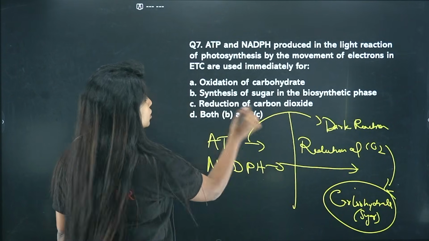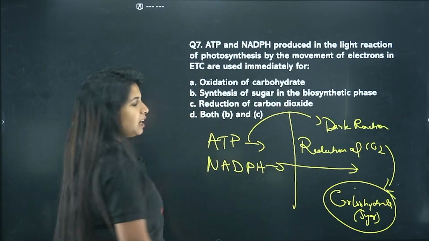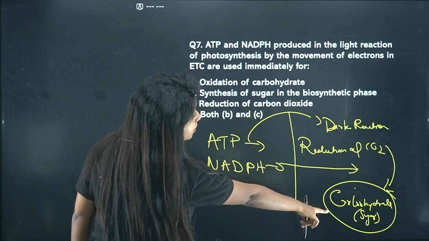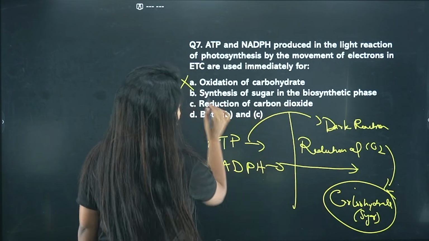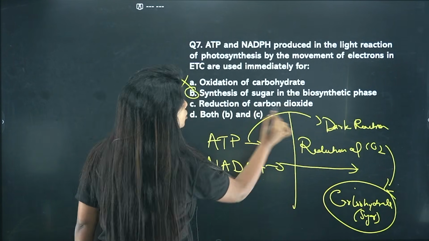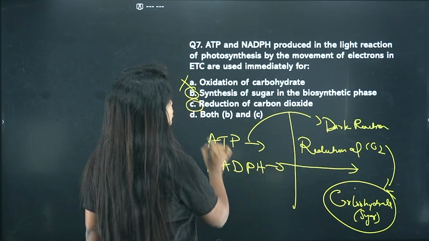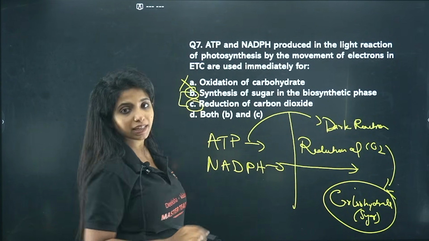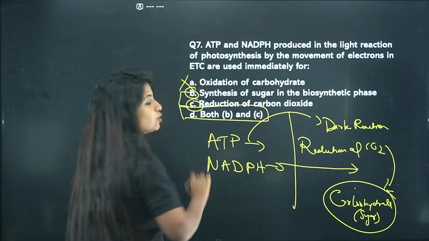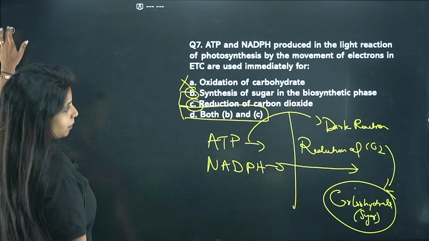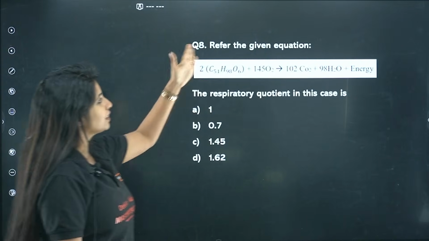So where are they used up? Oxidation of carbohydrate is not happening over here. Synthesis of sugar in the biosynthetic phase, yes, that's when it is used up, and it is also known as reduction of carbon dioxide. When reduction of carbon dioxide happens, that's when you get the carbohydrates. So can I say both B and C options are correct? Yes. So my answer for this question is going to be D, both B and C. Done? Okay. Next, refer to the given equation.